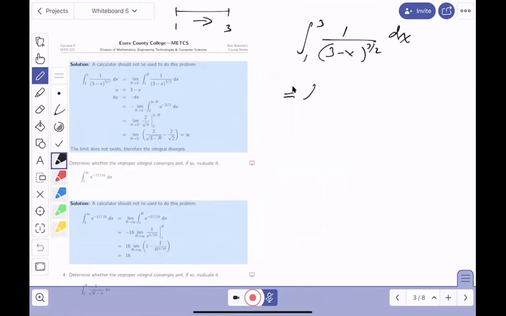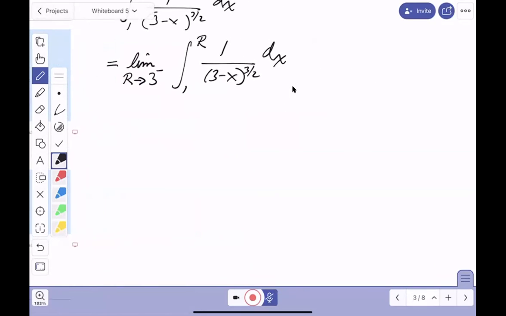So I'd have to write this over here. Limit as r goes to 3 from the left side. You only can approach it from the left for this problem. And that's going to be the integral from 1 to r of 1 over (3 minus x) to the 3/2 dx. Well, I think you probably know what I need to do. I need to do that indefinite integral first. Let me put that down. So what do you get over here? 1 over (3 minus x) to the 3/2 dx.